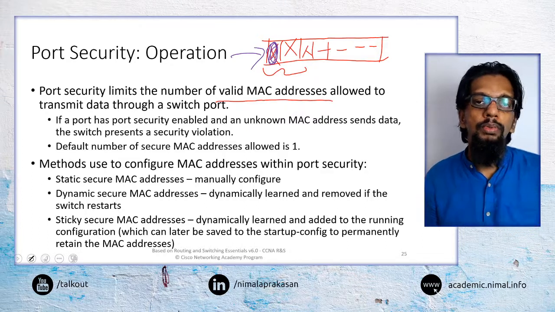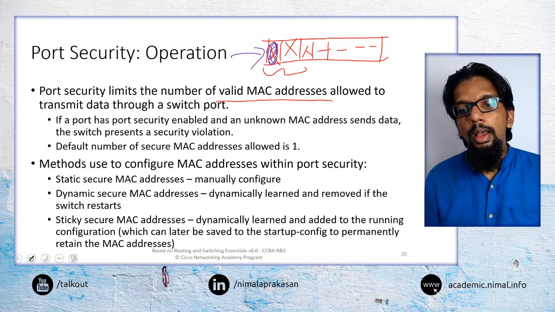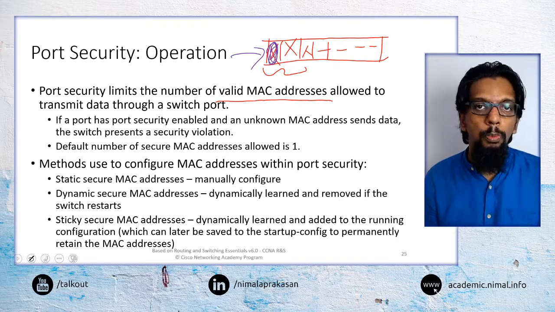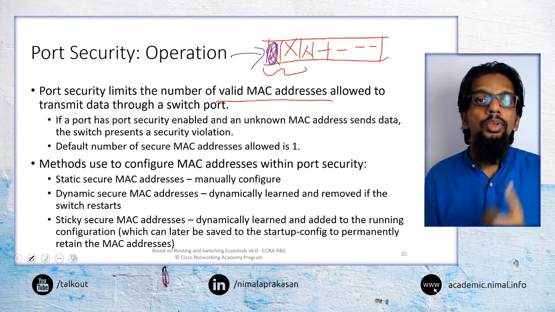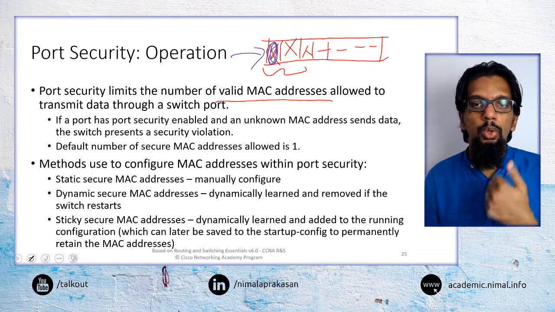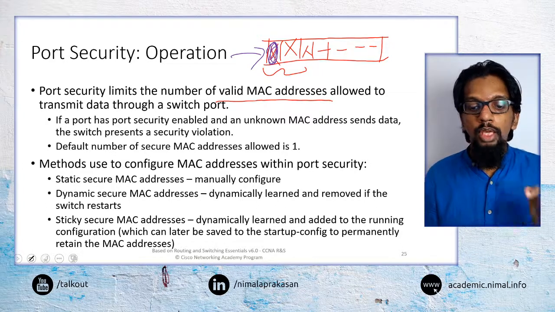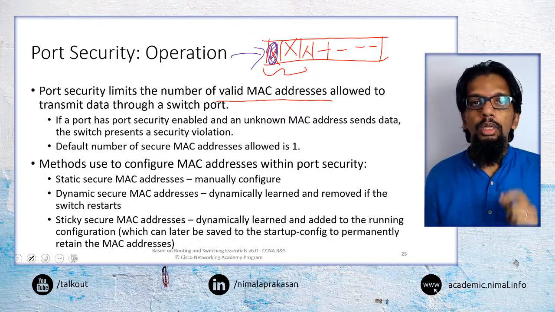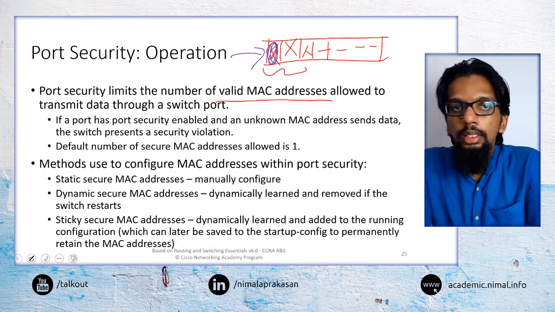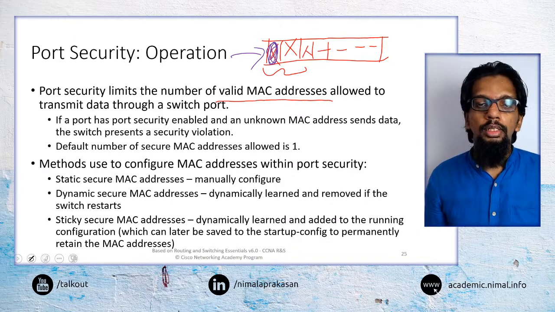By default, normally we would allow only 1 MAC address per port. And to configure the MAC addresses for port security, we can do that in 3 ways. One is, we can manually configure them: we can go into each port's configuration and specify the allowed MAC address. We can do what is called dynamically learned. When a device is first connected to a port, that MAC address will be automatically learned, and then until the switch is restarted, that is the only MAC address that will be allowed.